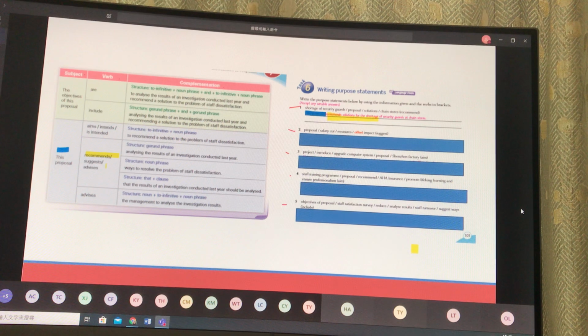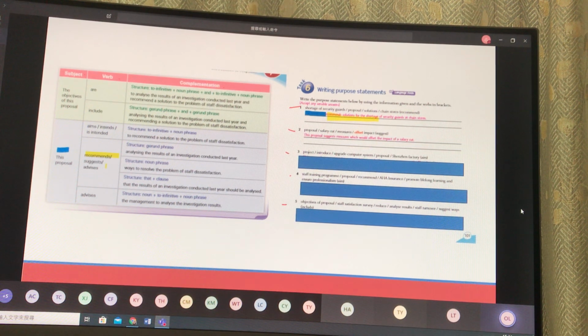Alright, anyone trying any of these? I don't see anyone typing. I know it's kind of difficult. Alright, I'll just show it to you. I know this part's kind of difficult.